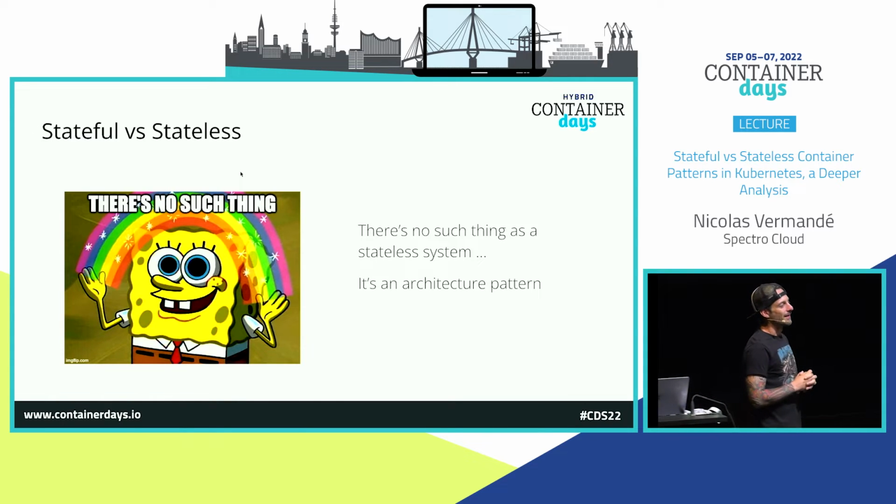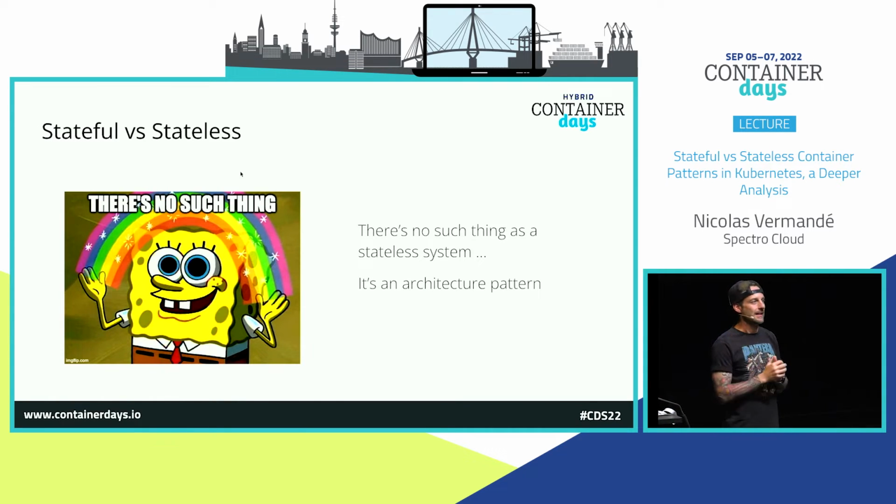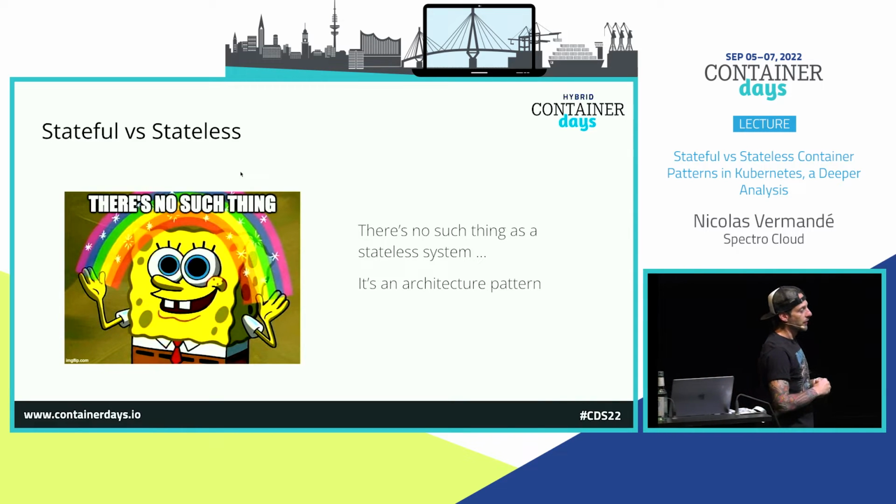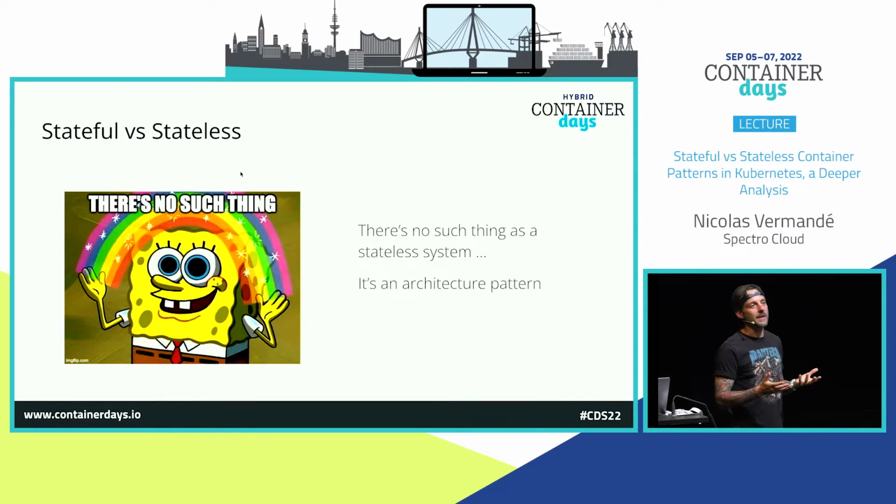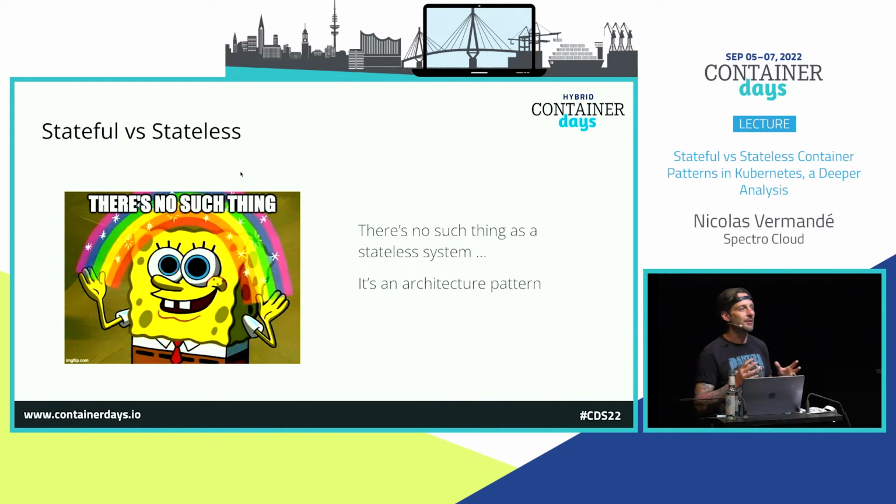So first off, does a stateless system just exist? I think the answer is no, right? Any Turing machine or Turing complete machine does store some state. Like a computer, even in memory, does store some state. So there's no such thing as a stateless system. It's just an architecture pattern. And when it comes to Kubernetes, I would say the rivalry between stateless and stateful comes down to different things. We're going to see now what the differences are.